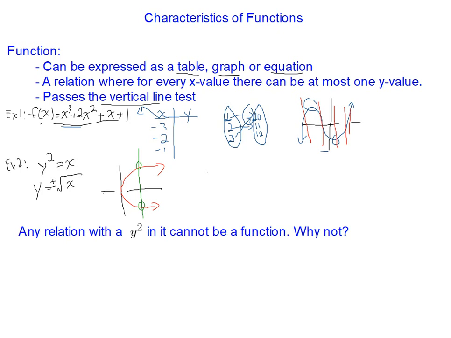And I think you can see here that I've kind of answered this question here. Any relationship with a y squared in it cannot be a function. Why not? Well, you can see here that anytime we have a y squared, we're going to have to take the square root, and that will give us two possible answers. So I kind of jumped the gun there a little bit. All right, let's move on to the next characteristic.